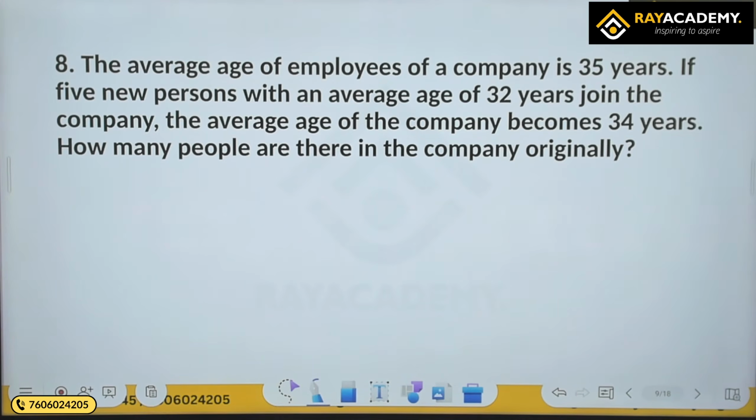The average. Okay, what is the next question? The average age of employees of a company is 35 years. If 5 new persons with an average age of 32 years join the company, the average age of the company becomes 34 years. How many people are there in the company originally?